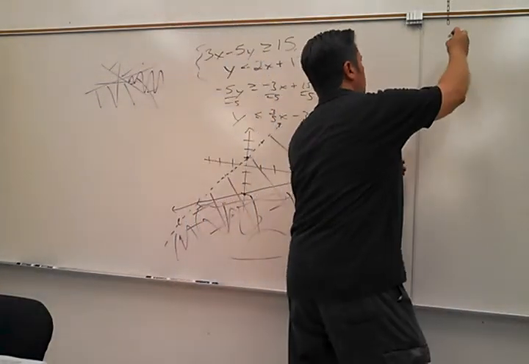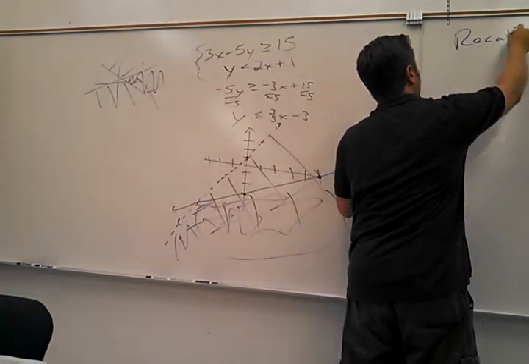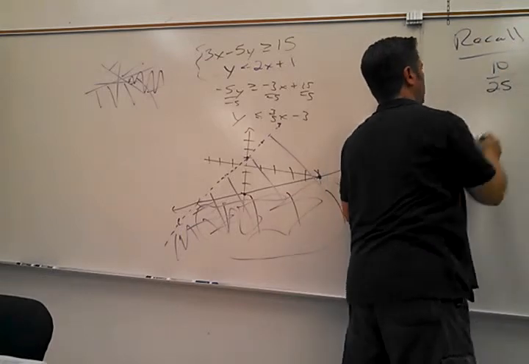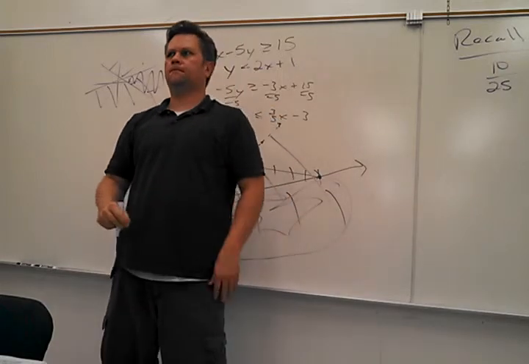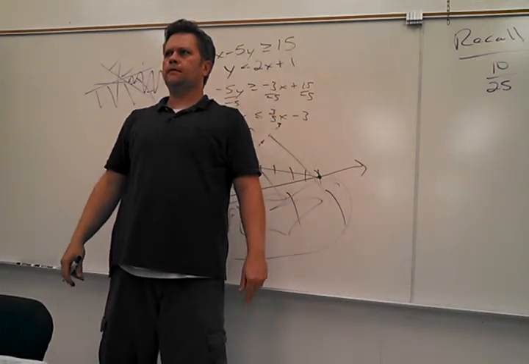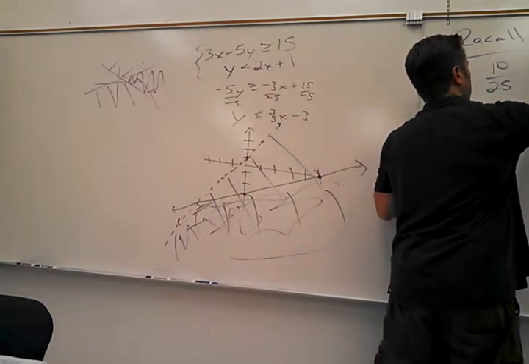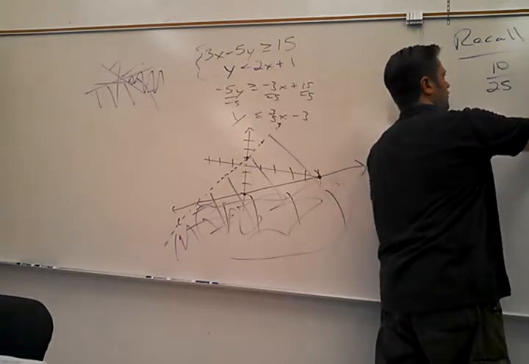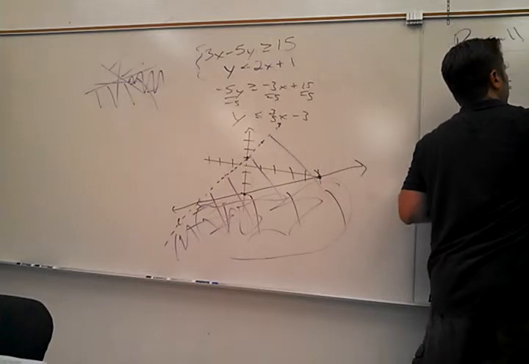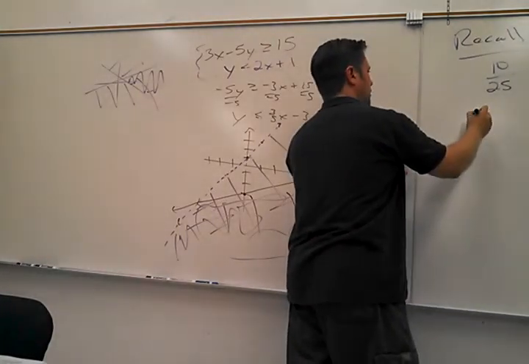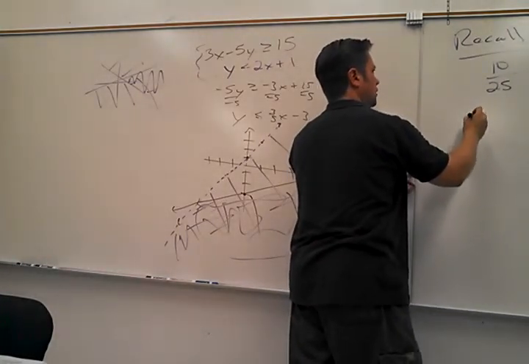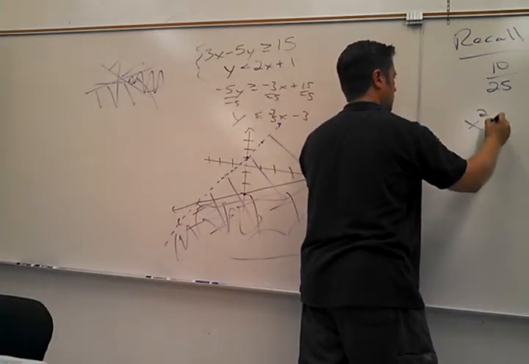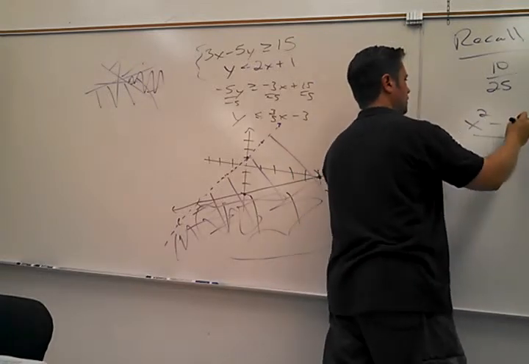And actually, remind me real quick, before I do this, recall from long, long ago. How do I reduce that? Yeah, 10 is 5 times 2. 25 is 5 times 5. Cancel 5, because division cancels multiplication. 2/5. So how do I factor? How do I reduce this?